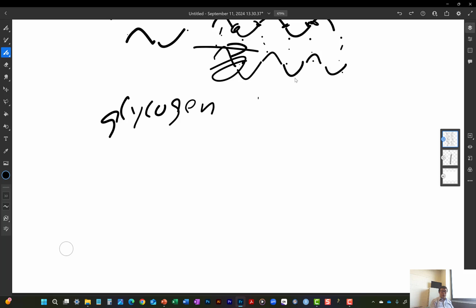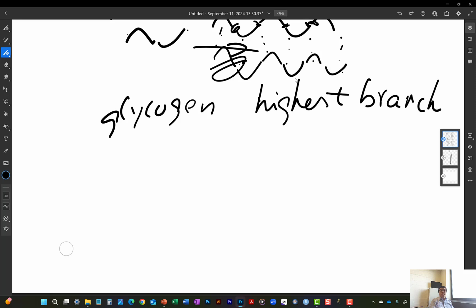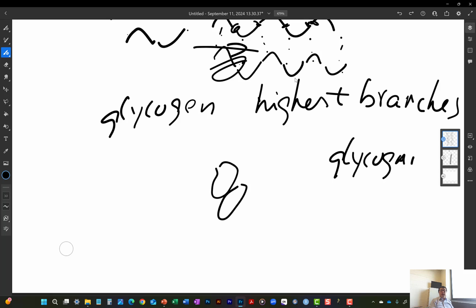Glycogen is very similar to starch, only with two differences. One thing is glycogen has way more branches, a lot of branches of glucose. And then glycogen is not merely a carbohydrate. In the center, it has a protein. This protein is called glycogenin. This is the name of the protein.